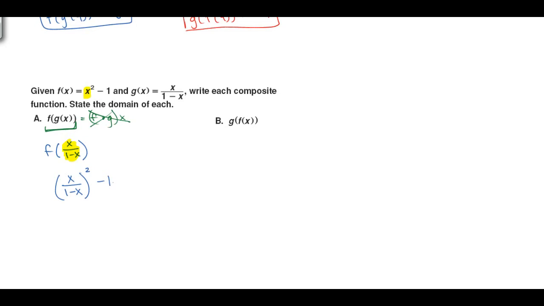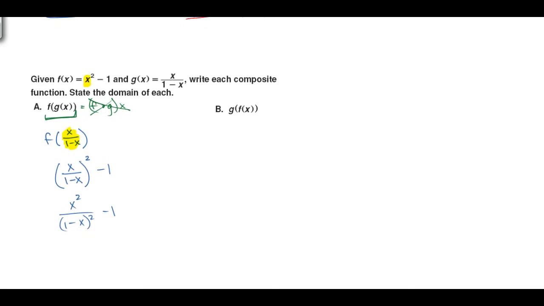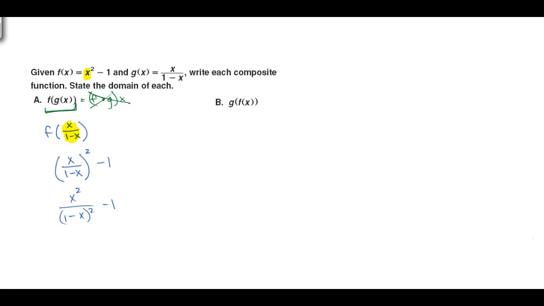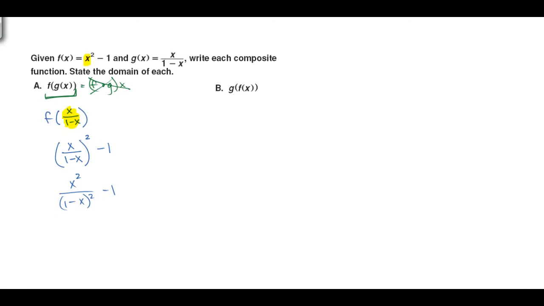Now sure, you can definitely go ahead and clean that up a little bit. I think squaring that would be x squared over 1 minus x squared minus 1. You can leave it at that if you like. You could also get a common denominator and clean it up if you want. But I think I'm going to leave it like this.